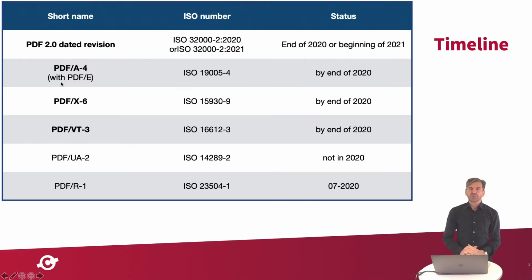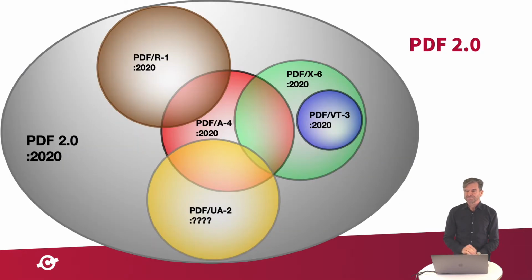Slightly different for UA, for universal accessibility. This will take longer, definitely not in this year. We don't know, it may take even 2 more years. And another standard that is not so important in our context is pdfR for raster, which has been developed and is already published. And I have one slide on this standard as well in my presentation.